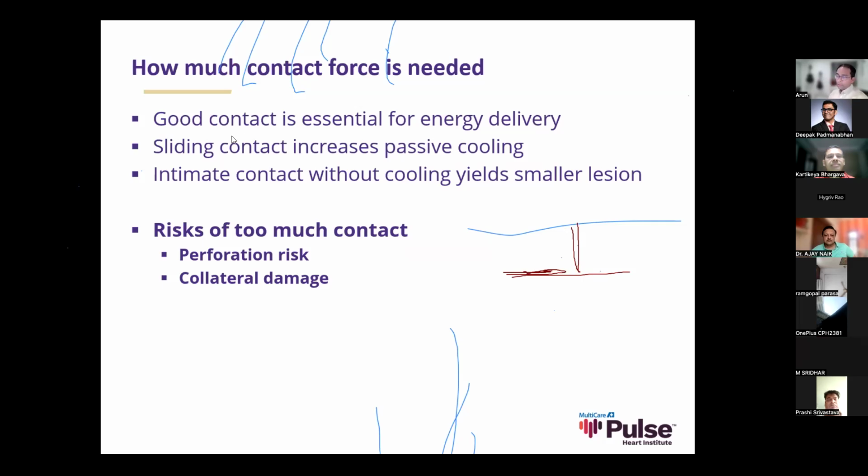You need good contact. You don't necessarily need a lot of contact. You need good contact to make sure that the catheter is actually delivering the energy inside the tissue. Because if you have very little contact, it will not be stuck to the tissue, and you'll have what is called sliding contact. With every motion of the breath or the heart, you constantly have a sliding contact of the catheter, and that leads to passive cooling from the blood pool.